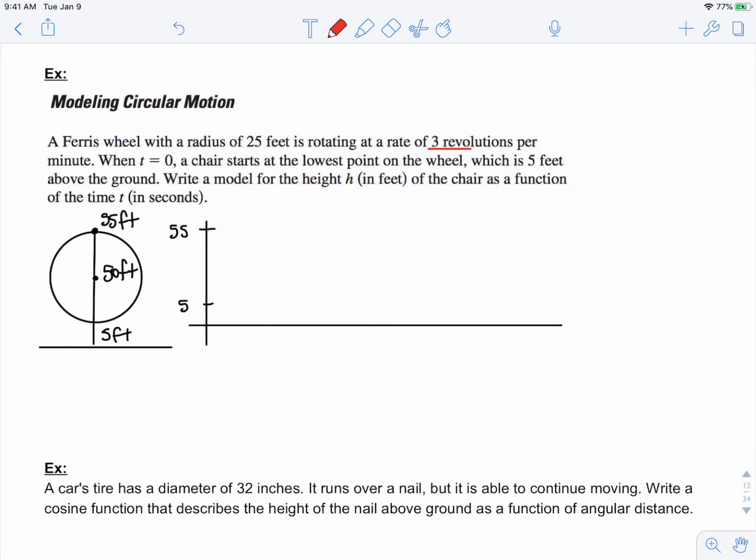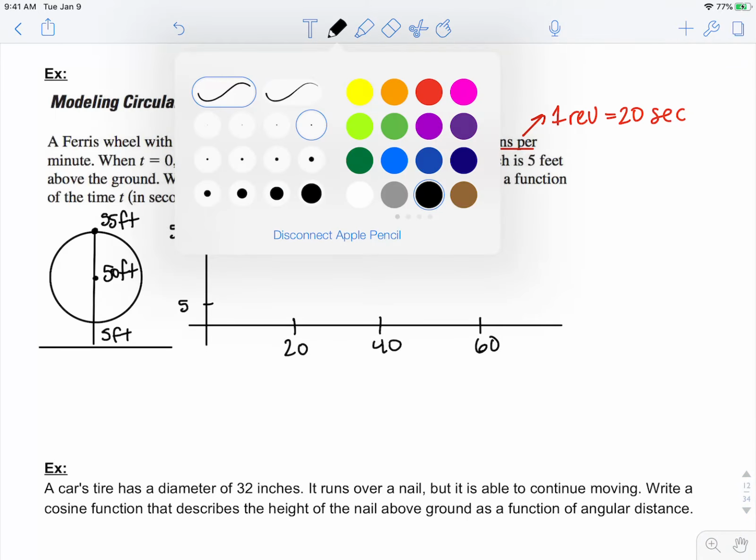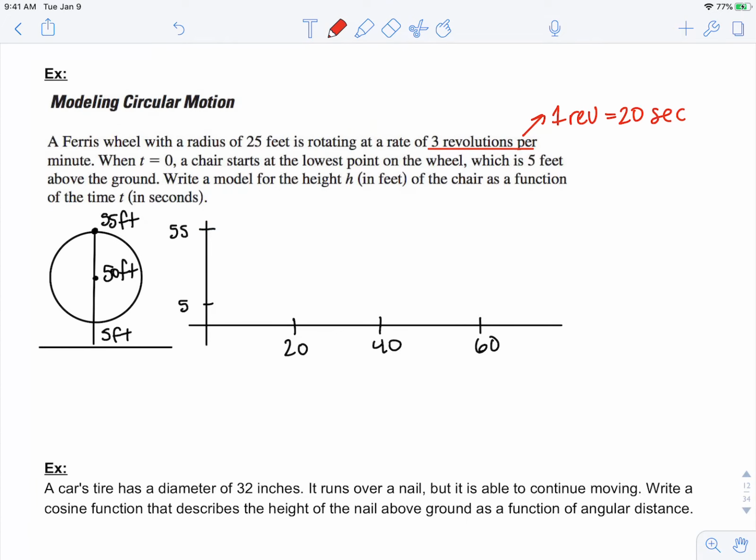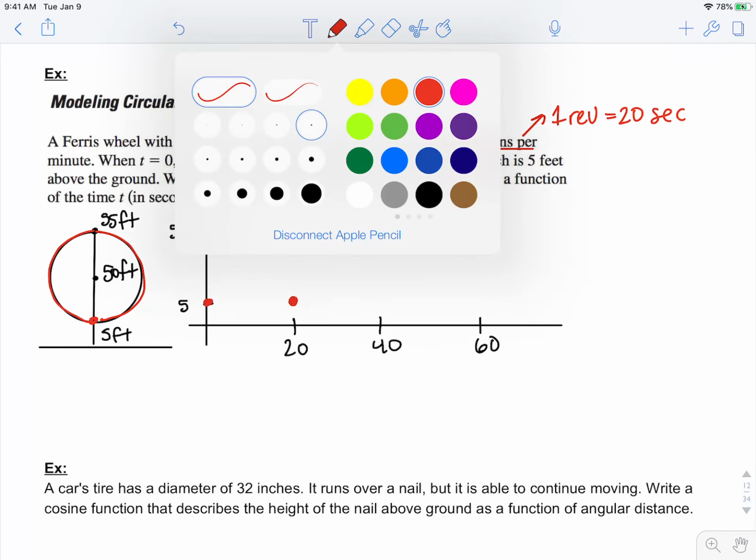And it does 3 revolutions per minute. So that means 1 revolution is 20 seconds. So if we think about 20, 40, 60, if we want to see those 3 revolutions. At t equals 0, it's at its lowest point here. Then halfway through that period, it's going to hit the highest point of 55. Then it's going to rotate back down at 20 seconds to 5 feet.